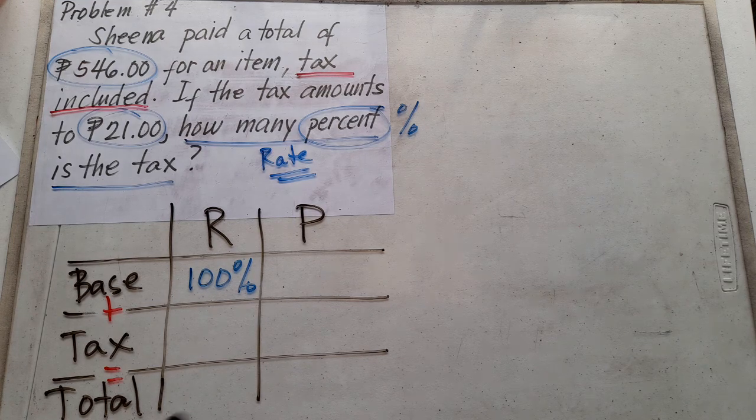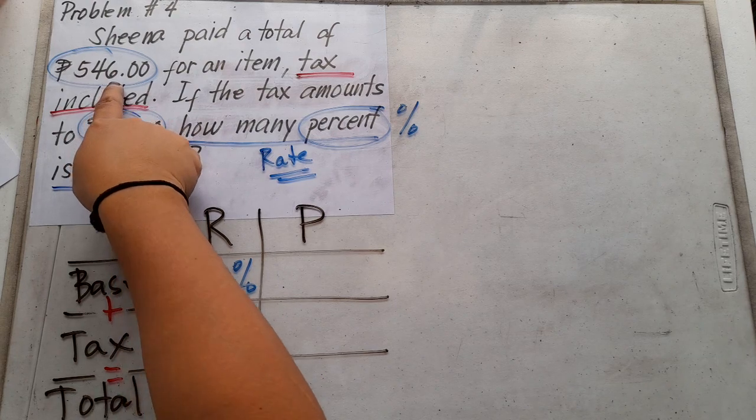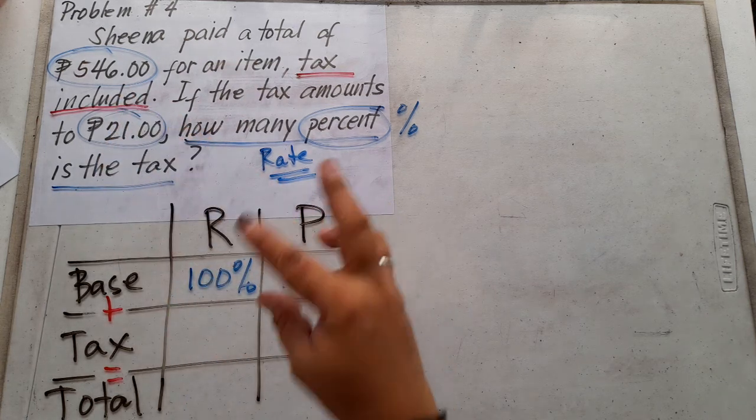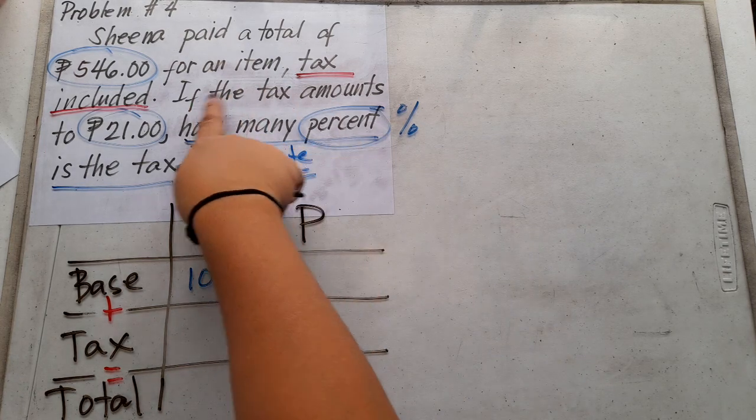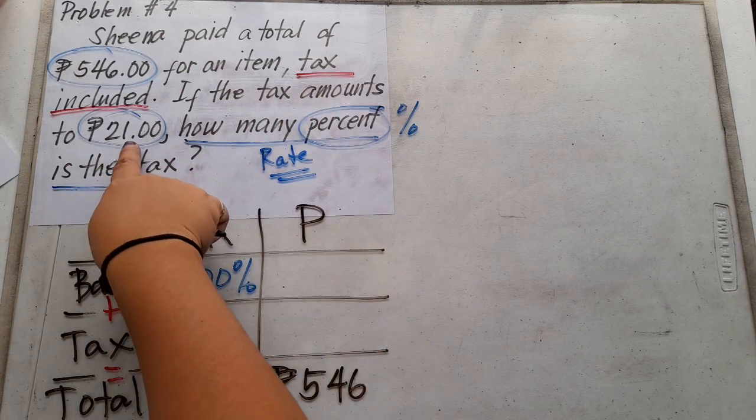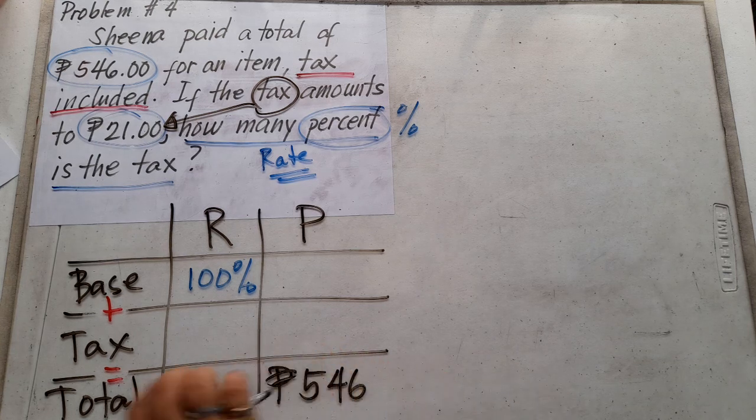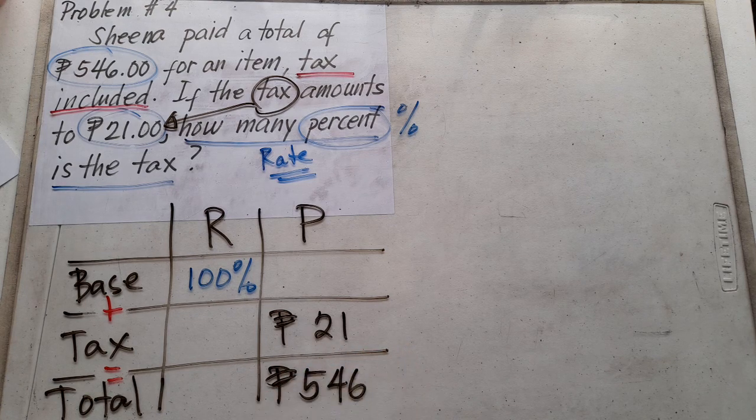Okay, so lagay na natin yung iba pang information dyan. Sheena paid a total of 546 for an item. Tax included. Ibig sabihin, kasama na yung tax na andito yon. So, we have here 546 pesos. If the tax amounts to 21 pesos, yung tax daw, it amounts to 21 pesos. Dito yon, percentage. Okay, this is 21. How many percent is the tax? So, ang question mark natin ay nasa tax rate.